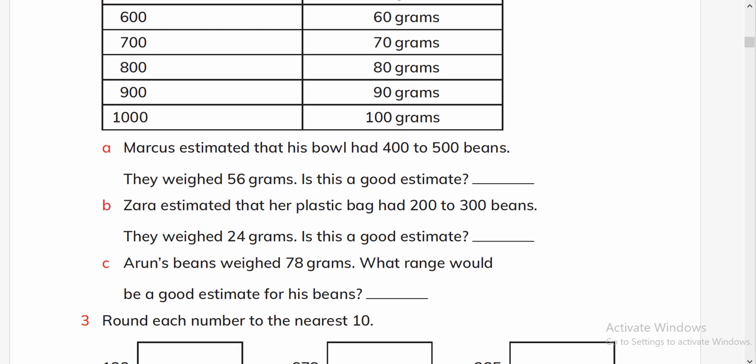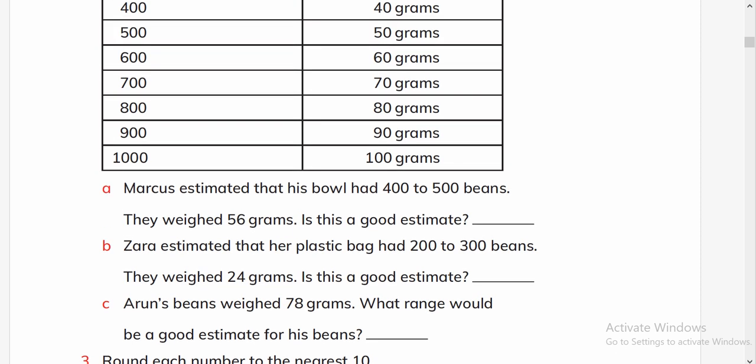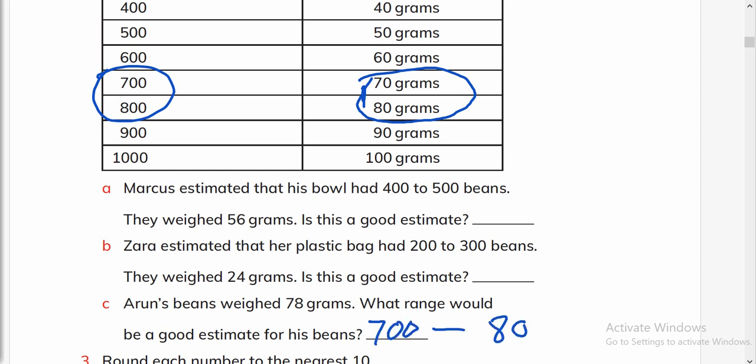Aaron's beans weighed 78 grams. What range would be a good estimate for his beans? 78 grams is somewhere between 70 and 80. So his range is 700 to 800 beans.